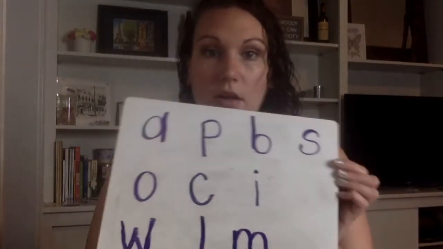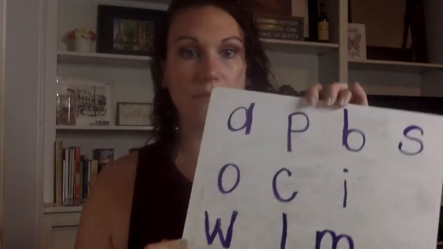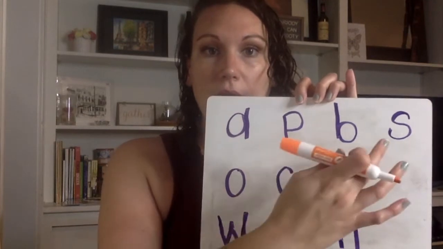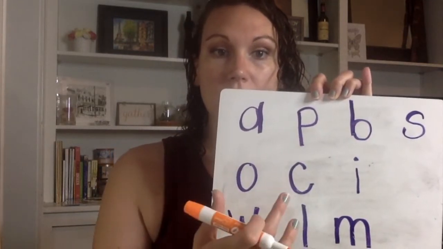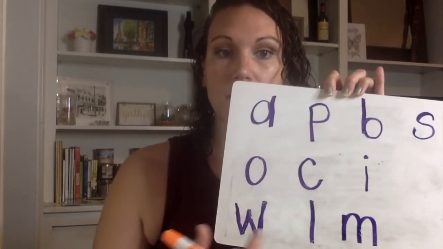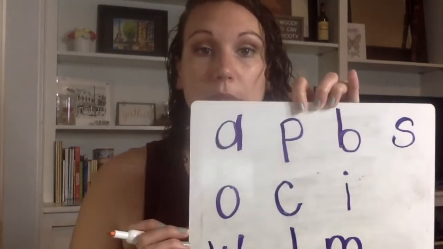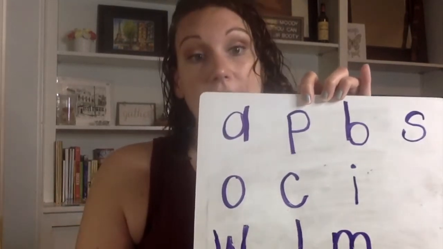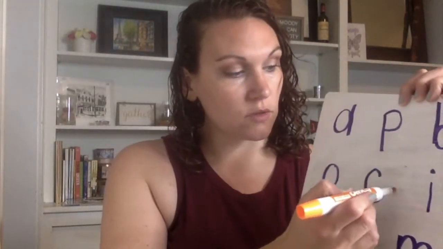So I have my 10 letters. Let's talk about those letters. Can you say them with me? I have A, P, B, S, O, C, I, W, L, and M. So either someone in your family can say, find the letter C, and you will circle the C.